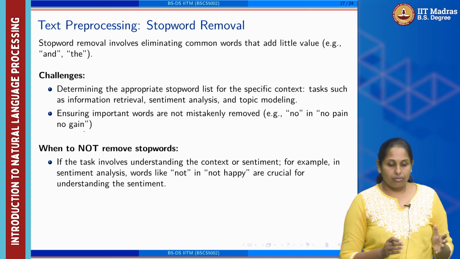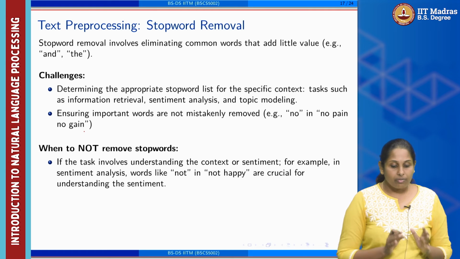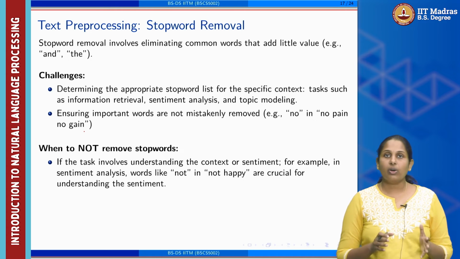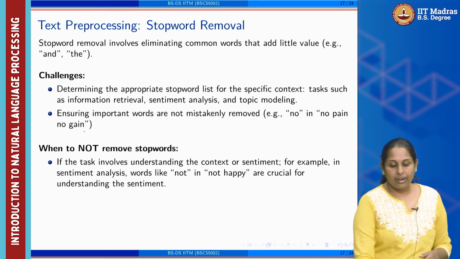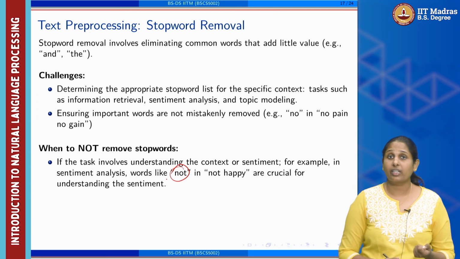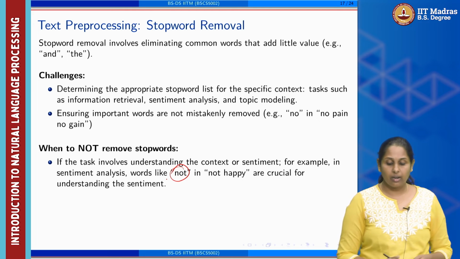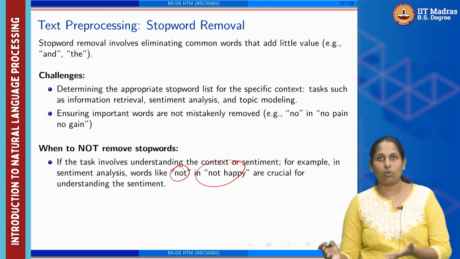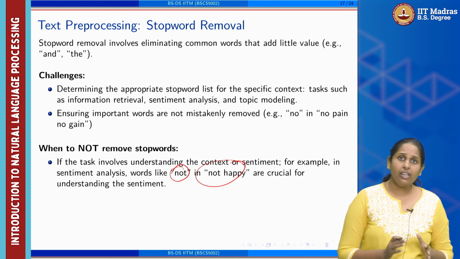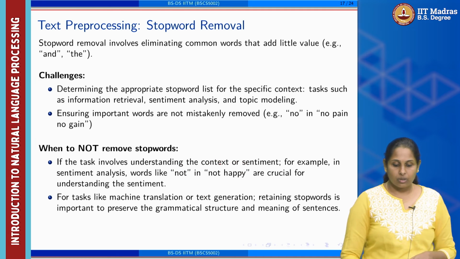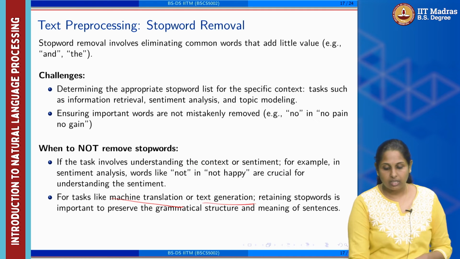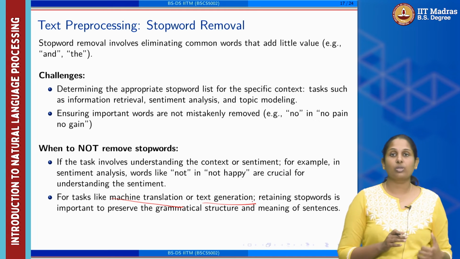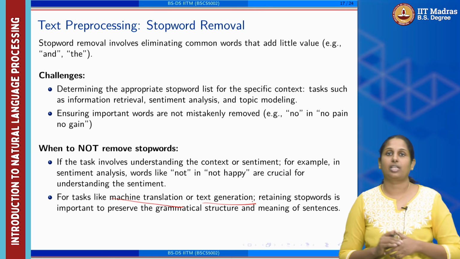So when not to remove stop words? If the task involves understanding the whole context or sentiment, you cannot just remove the stop words like that. For example, words like not are very important because they carry a lot of sentiment, right? When you say not happy, if you remove not, it becomes happy. It is the opposite of the whole sentiment we are talking about. So they are very crucial in understanding the sentiment. For tasks like machine translation and text generation, retaining these stop words is very important because it preserves the grammatical structure and the meaning of the sentence, right?